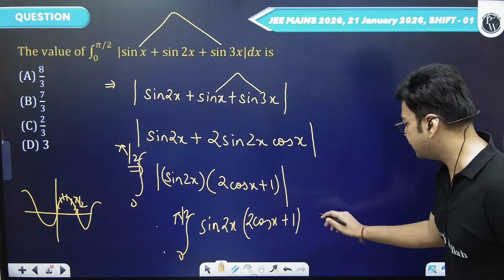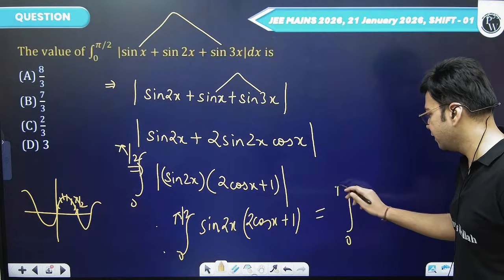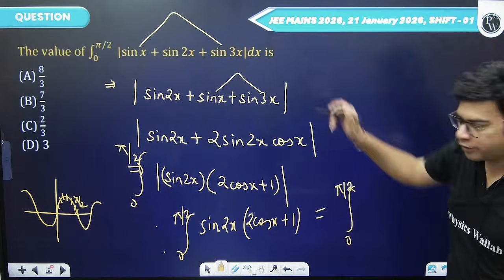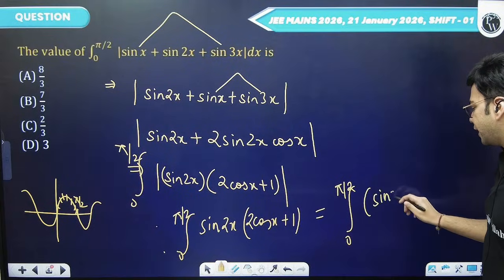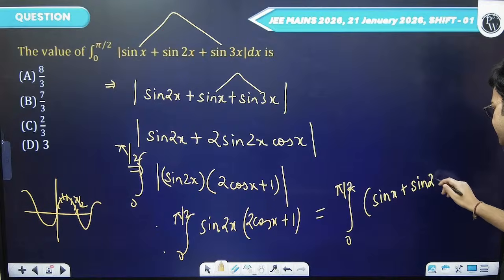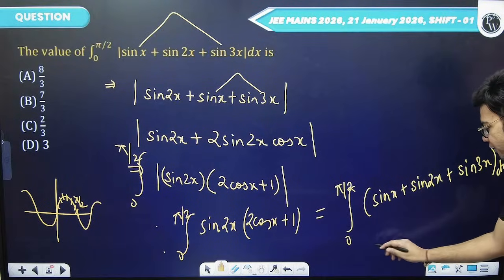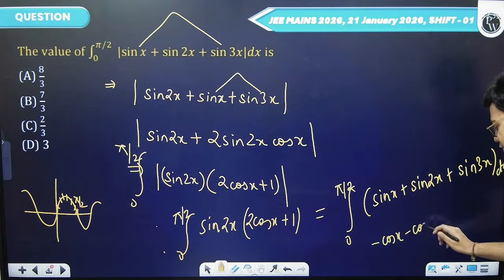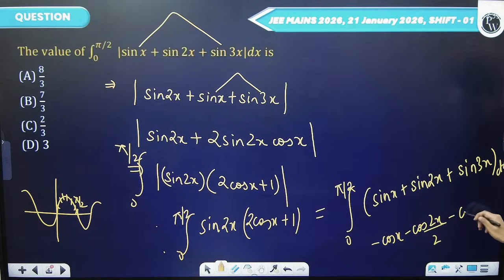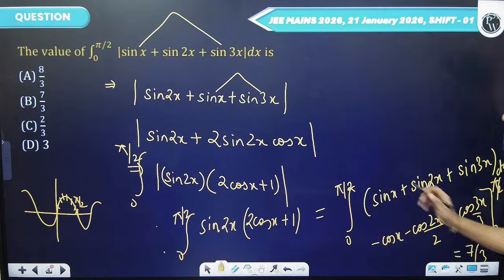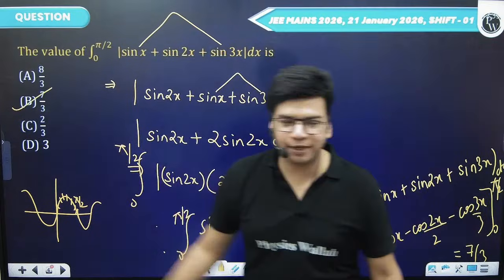So this question is as good as 0 to pi by 2, the original question, sin x plus sin 2x plus sin 3x. Now you can solve this integration. Integration of sin x will be minus cos x, minus cos 2x by 2 and minus cos 3x by 3. Limits will be from 0 to pi by 2. Once you substitute the limits, you will get the answer as 7 by 3. So B option will be our correct answer.